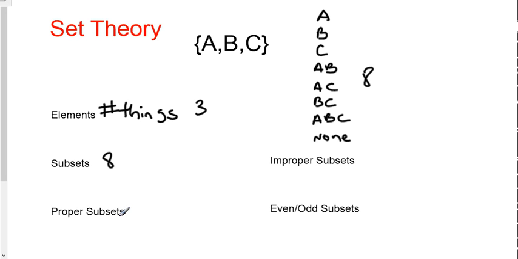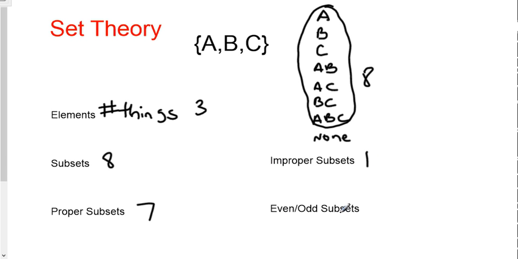The number of proper subsets is all the subsets but the empty set. So how many things not including that? Well, 7. How many improper subsets? Well, that's the only improper subset, so it's 1. In fact, you'll only have one empty set ever, so it's always going to be 1. The improper subset is always 1.